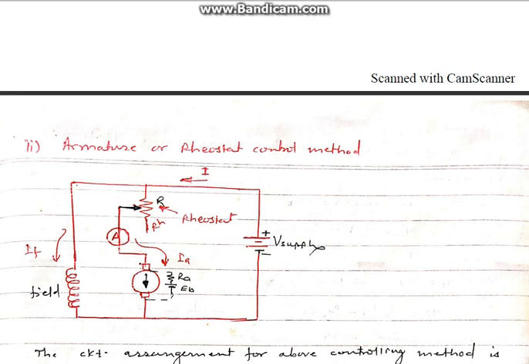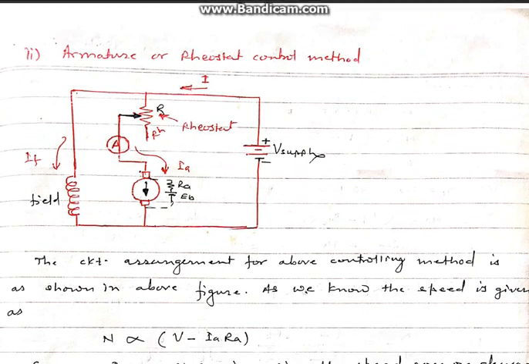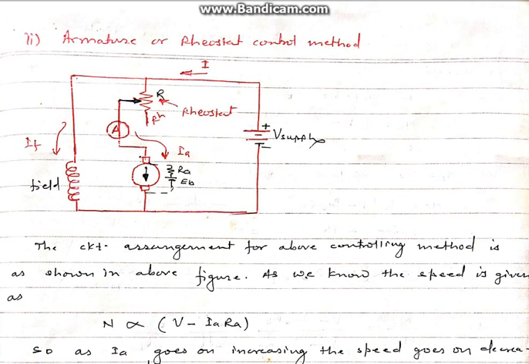Second method of controlling the speed of DC motor is the armature control method, also called the rheostatic control method. The circuit arrangement of this control method is as shown in the figure. Here the rheostat, a variable resistor, is introduced in series with the armature winding, and by varying the resistance of this rheostat, the armature current flowing through the armature either increases or decreases.